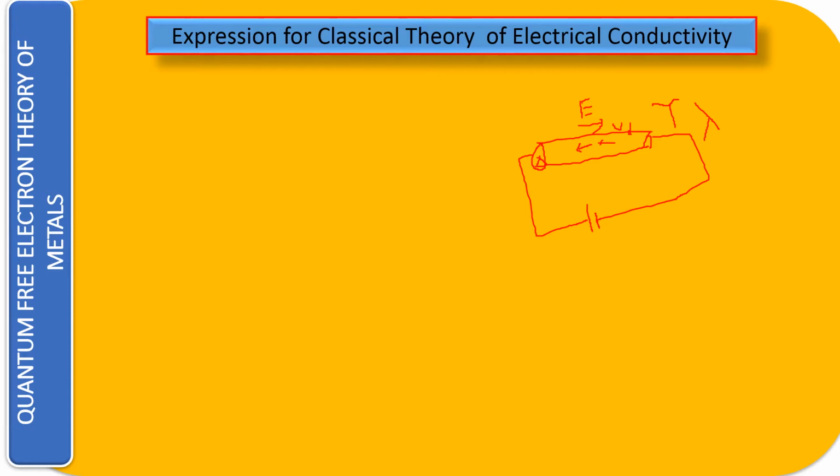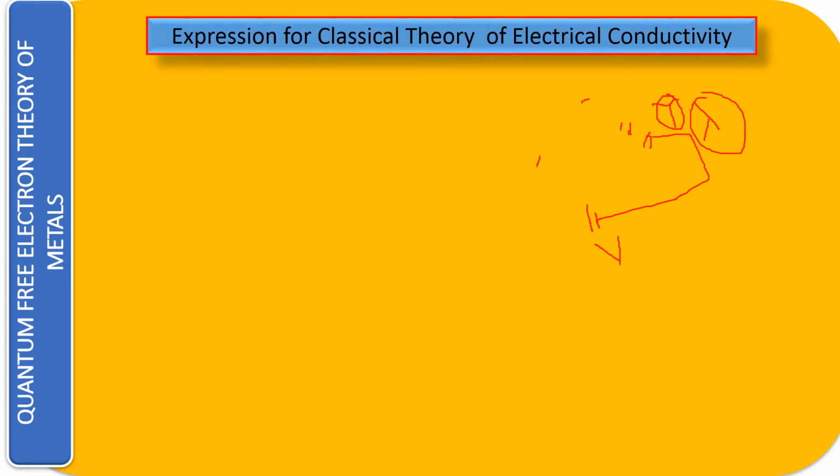What I am saying here is that these electrons are moving opposite to the applied electrical field. They will have a certain velocity, which we call Vd. They take a certain average time in which they collide with the lattice, which we call tau, and they have a certain mean free path before the collision, which we have taken as lambda. And V is the voltage that we have given. Taking these, we'll get the expression for your electrical conductivity.